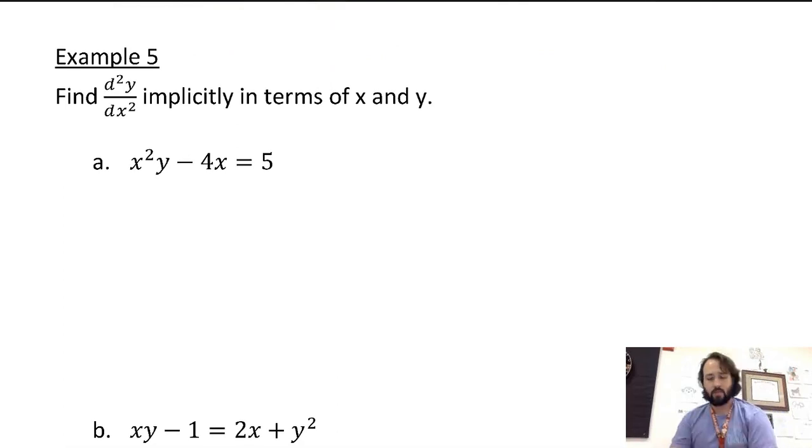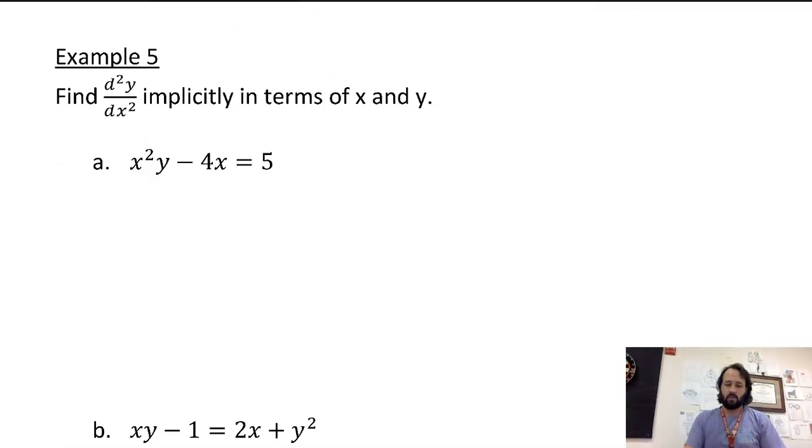All right, so these, we're going to take a little bit more finagling, but these are kind of fun. So implicitly in terms of x and y, so notice it says in terms of x and y, so I don't need to solve for y or anything. You could in this one, but it wants it in terms of x and y. So finding the first derivative is what we've been doing up to this point.